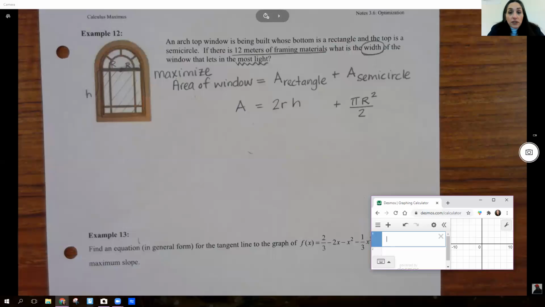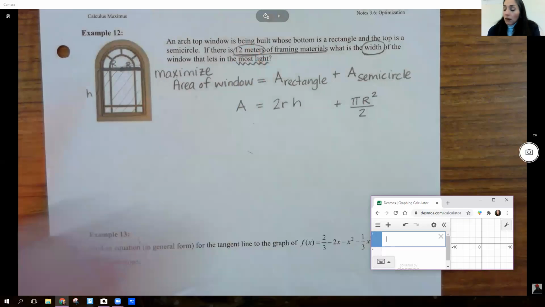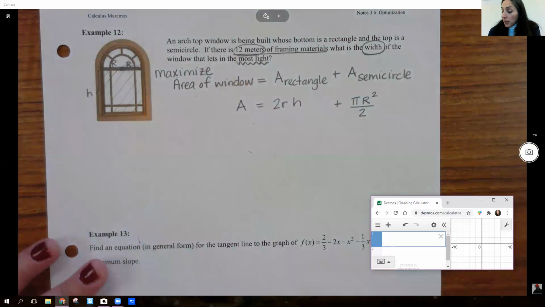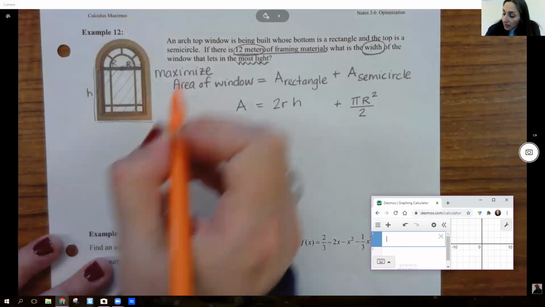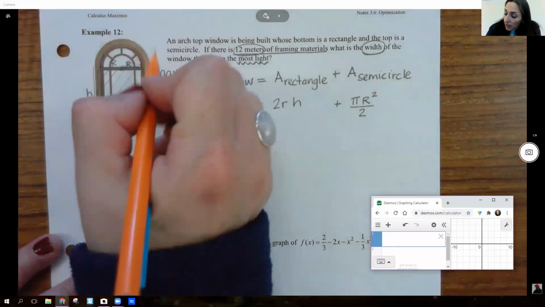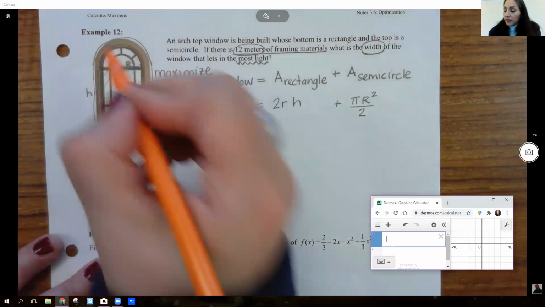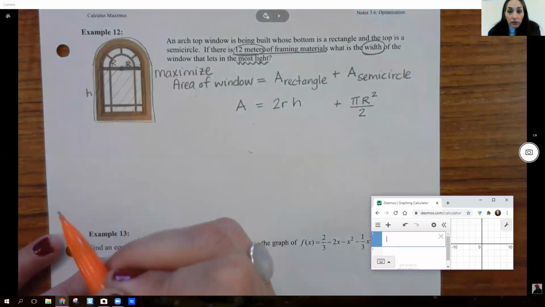We need to maximize this, so we want to take the derivative of this equation. Well, we're in two unknowns. So we need to figure out something that's going to help us use substitution so that we can get this in terms of one variable. And that's where this 12 meters comes in. You have 12 meters of framing. Now framing goes around the outside. So that means that all of this plus this plus this plus the round part all has to add up to 12.